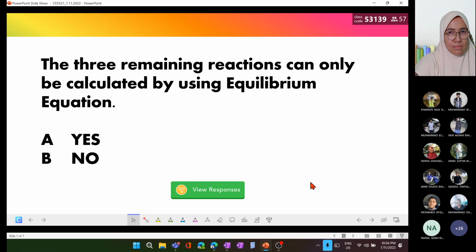We can use the superposition equation to calculate the remaining reaction. Yes, correct. We can actually calculate the remaining reactions using either the equilibrium equation or the superposition method. So we have two options. And using the superposition method, or principle of superposition, is actually easier than using the equilibrium equation. Okay, thank you for your response.